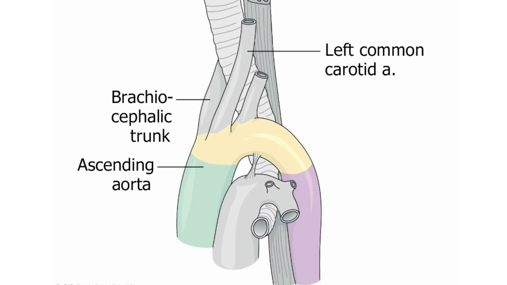C stands for the left common carotid artery, the second branch coming off the aortic arch. This supplies the left side of the neck and head after bifurcating into the internal and external carotid arteries. And S, remember ABCs, stands for left subclavian artery, our last branch of the aortic arch. This supplies the left upper limb.